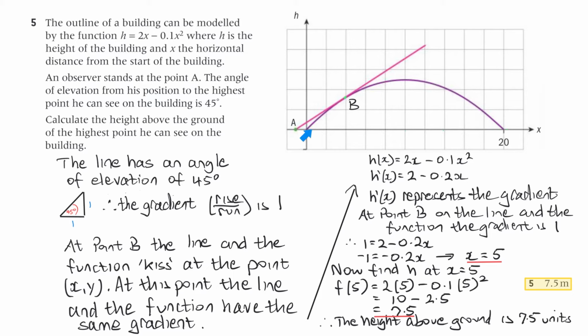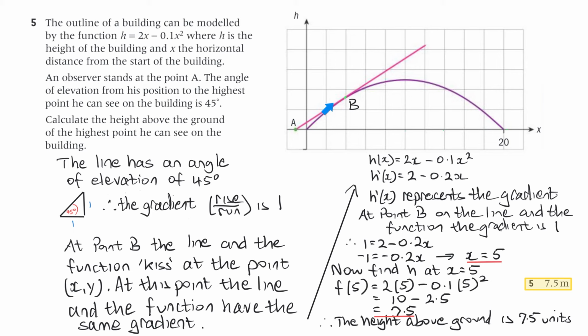So what we need to do is find the equation that's going to tell us the rate of change of this function here. It's going to give us the gradient at any point of x. We're interested in this point here. So at point B, the line and the function kiss at the point xy. We'll just call that xy. That's what we're looking for. At this point, the line and the function have the same gradient.